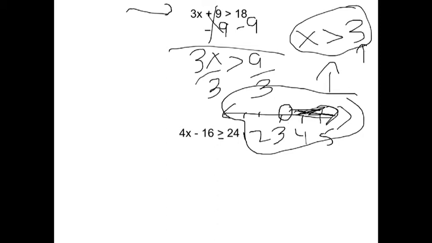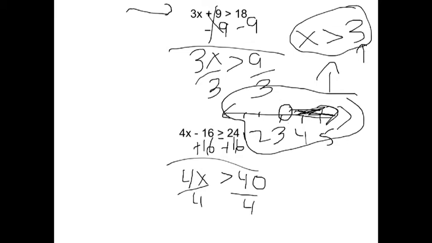Second, 4 times a number minus 16 is greater than or equal to 24. So now we're noticing that as part of the solution, whatever the value of x is going to also be part of our solution. So I'm going to add 16 to both sides, and I get 4x is greater than or equal to 40. I divide by 4, and I'm left with x is greater than or equal to 10. So in this case, x is greater than or equal to 10. I have to carry down the same symbol.